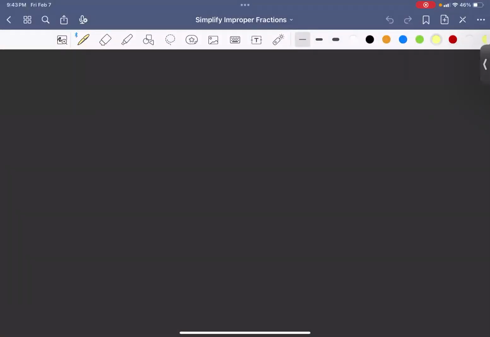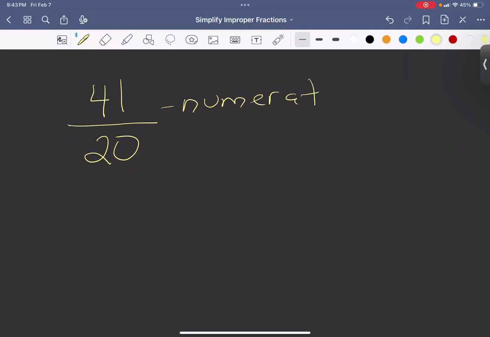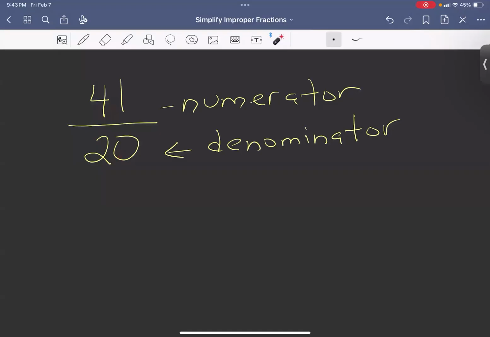In this video, we're going to look at simplifying improper fractions. An improper fraction is a fraction in which the numerator, that is, the number on top, is larger than the denominator, which is the number on the bottom. So we have here 41 over 20. The way we simplify improper fractions is by dividing.